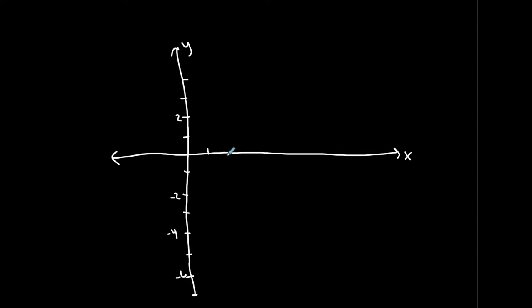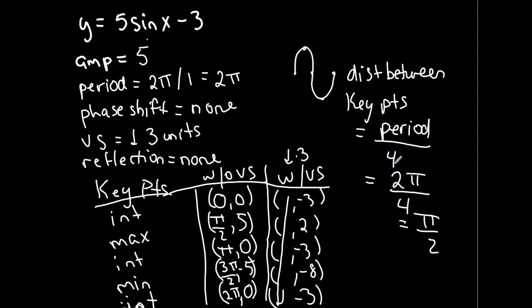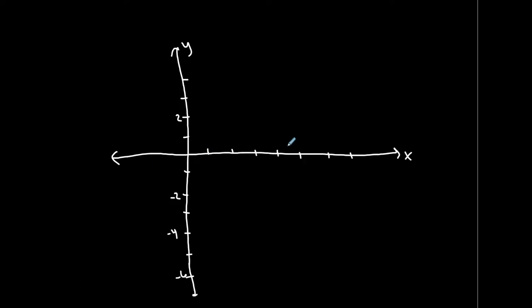On my x-axis, how do I know how to count? Remember before, we found what we called the distance between key points. This pi over 2, this distance between key points, is how we're going to count on the horizontal axis. So we're going to count by pi over 2. So my first value here is going to be pi over 2.